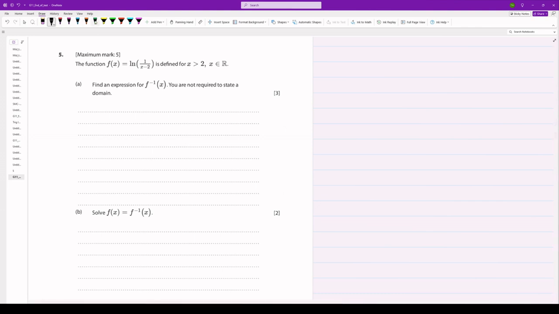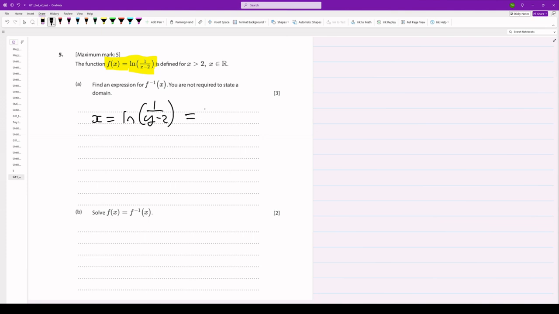and you can even put me in slow motion. Right, so the function f of x is equal to the ln, or the natural log, of this. Find the inverse. Okay, so we leave that as x. We change any already existing x's into y's. And now we rearrange this thing.